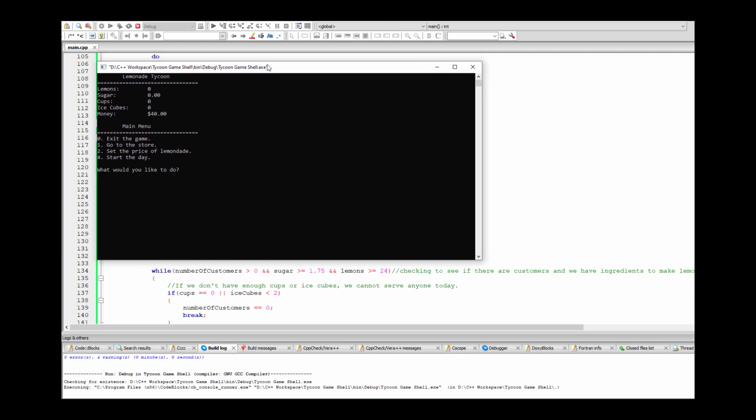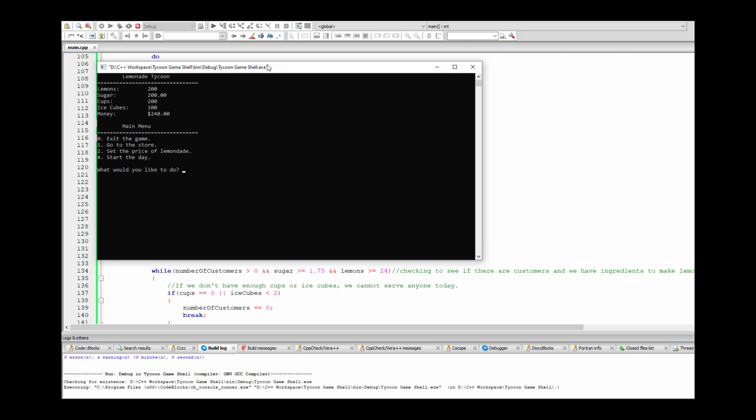So we're going to get some supplies for the day. We're going to set the price of lemonade to be, let's say, $20, and start the day. Now we should have 0 customers. 0 customers, okay, and we lose all our ice cubes. So I'm going to have to say 1, 2, 3, 4, 5 to get more ice cubes.